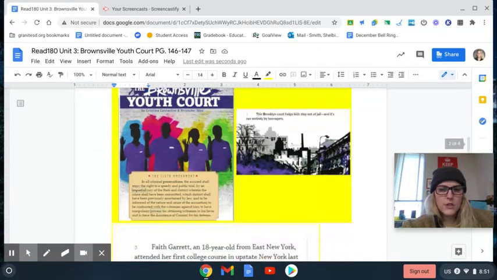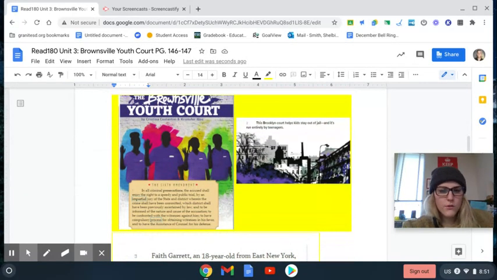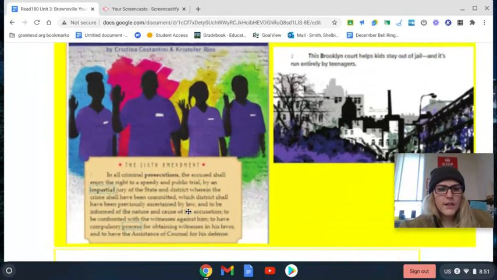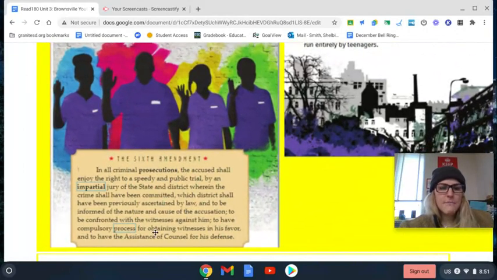All right. Our story is called the Brownsville Youth Court. It's a real story, and the Brownsville Youth Court is in Brooklyn, so it's in New York. It's a court that is totally run by teenagers. So your judge is a teenager, your attorneys and lawyers are teenagers, your jury is teenagers. And the idea is that they're going to help teens who get in trouble and give them a more fair ruling. So, the first thing it talks about is the Sixth Amendment.